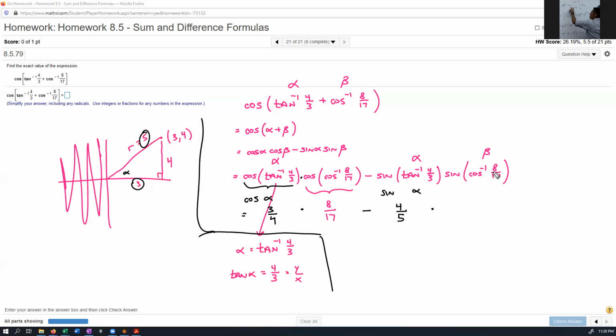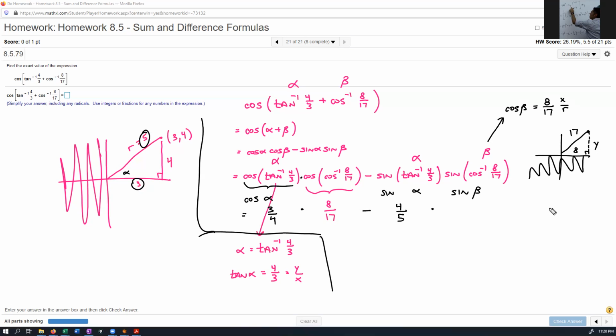So for beta, this is really telling us that cosine of beta is 8/17. And because we are involving the inverse cosine, we can only be in the first and second quadrants. And because cosine is positive, we have to be in the first quadrant. This is going to be our x over our r. So we know this is 17, and we know that the x coordinate must be 8. We need the y coordinate to be able to figure out sine of beta.